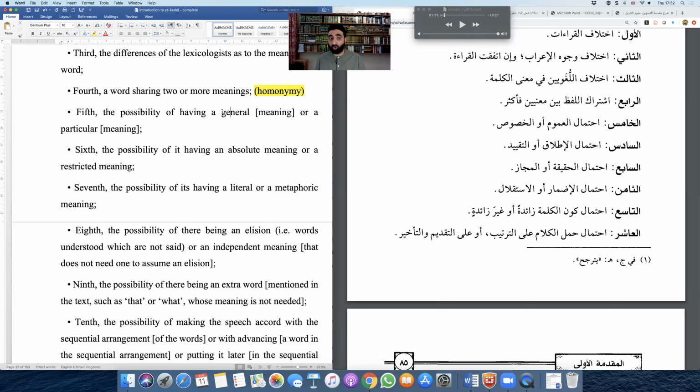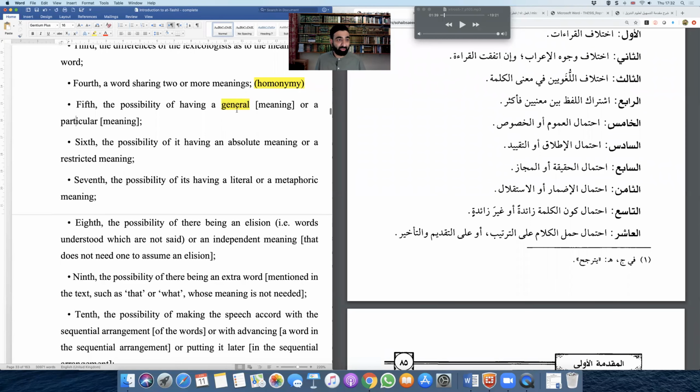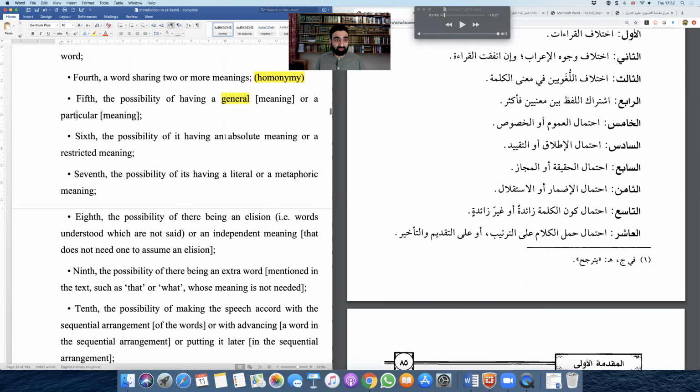General is used for umum, that's fine. I tend to use universal as a technical word for umum, right? Because once you contrast it with particular, I think universal and particular are a good pair of opposites. General and specific are a good pair. Sixth, the possibility of it having an absolute meaning or restricted meaning.